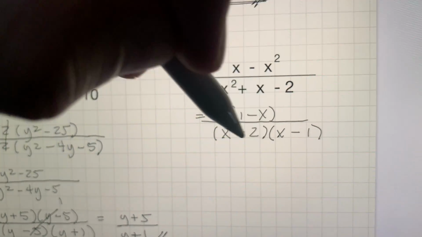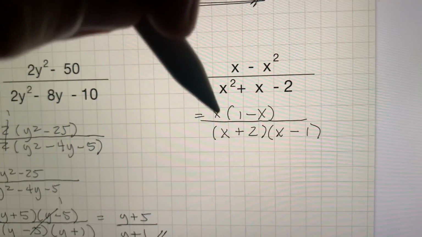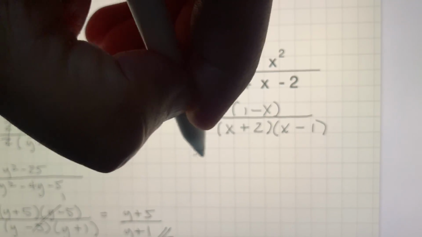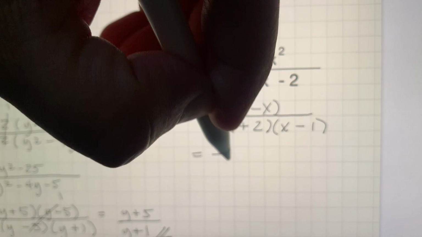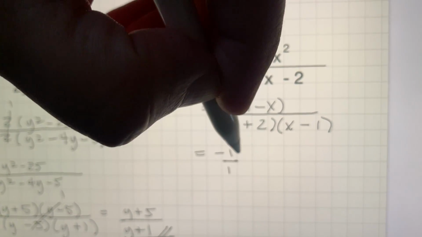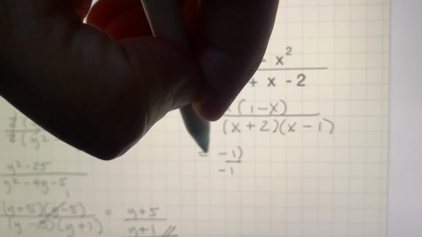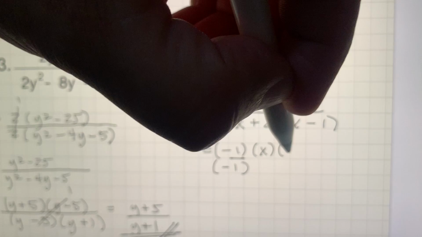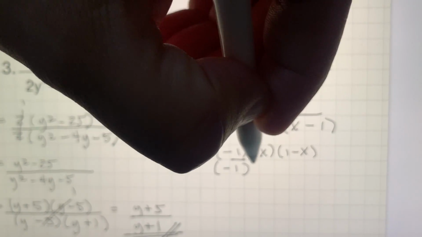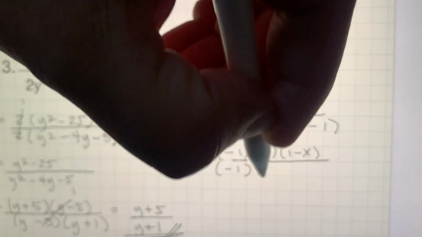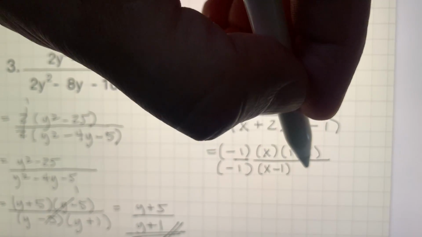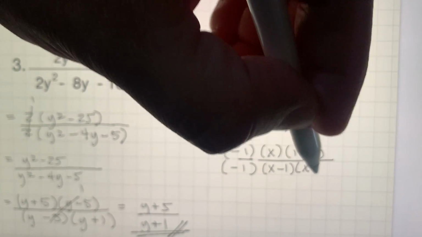Now, what I need to do is multiply the top and the bottom by negative 1. So I can do this, negative 1 over negative 1 times x times 1 minus x divided by x minus 1 times x plus 2.